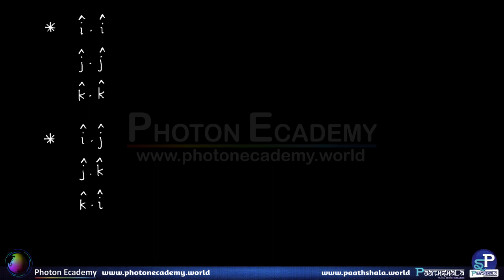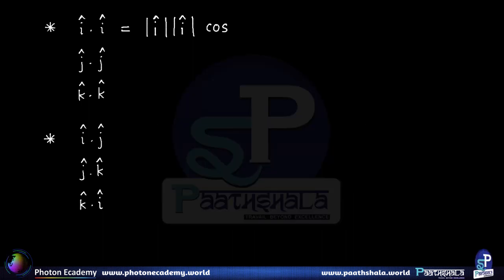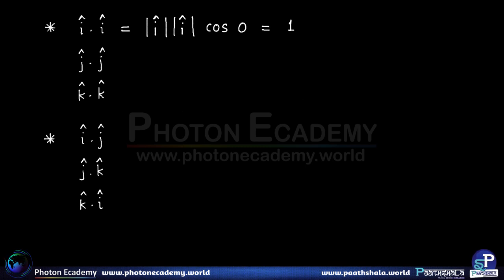To get the scalar product, let us first derive the scalar products of the fundamental unit vectors. Let us first consider what will be i cap dot i cap. As per the formula, it is magnitude of i cap into magnitude of i cap into cos of the angle between i cap and i cap itself. If it is the same vector, then obviously the angle between them is 0. So magnitude of i cap is 1, because i cap is a unit vector, so 1 into cos of 0, which is once again 1. Therefore the answer is 1.